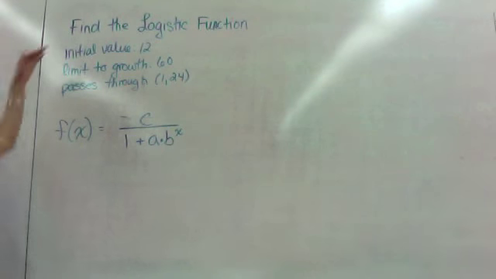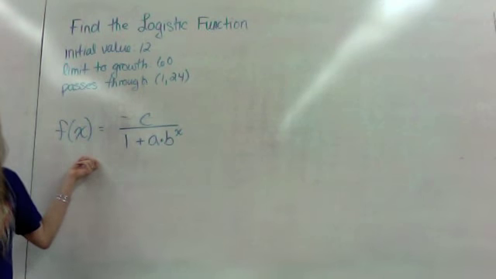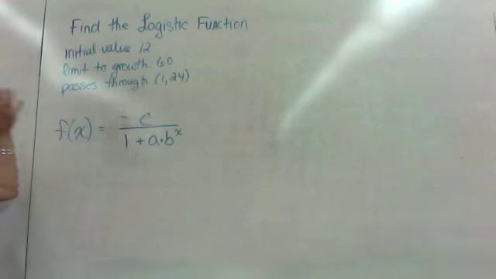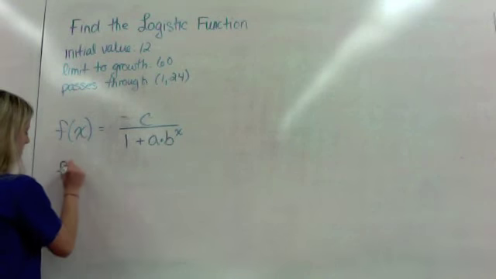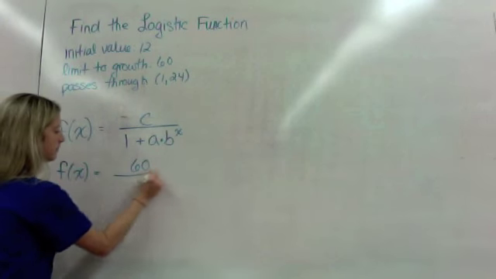Good. So now what we're going to do is, given all of this information, we can fill it in and figure out what the function is. So what's the most obvious thing we can put in first? Limit to growth. Very good. So we know it's going to be 60, right, over something.